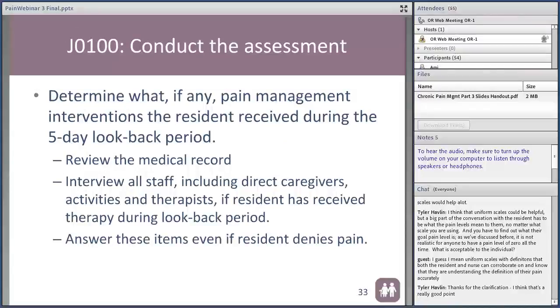And then conducting the assessment, determine what, if any, pain management interventions the residents received during the 5-day look-back period. And again, very, very important for accuracy of the MDS, and that's reviewing that medical record in its entirety, interview all staff, including direct caregivers, activities, therapists, if the resident has received any therapy during the look-back period, and answer these items even if the resident denies pain. So those are the first questions on the MDS.